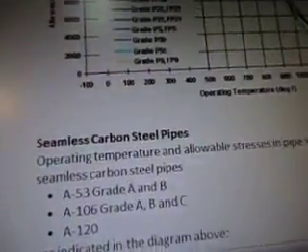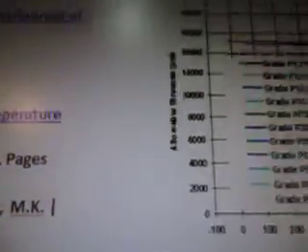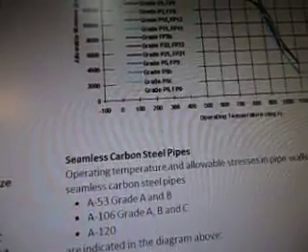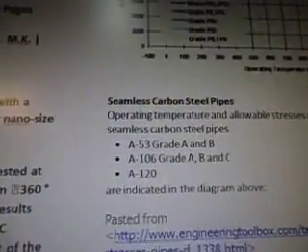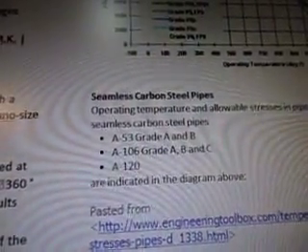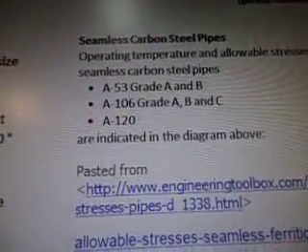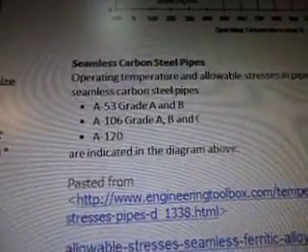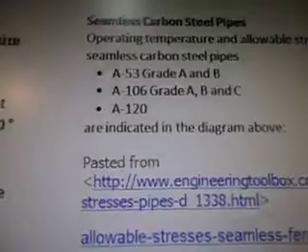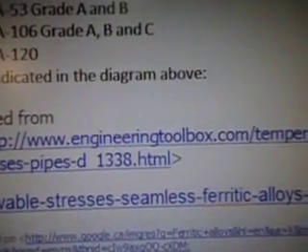And here's a graph of seamless carbon steel pipes. It says operating temperature, and it says allowable stresses. So that's something you're going to need. You need to have something that does heat stress. I found some new stuff for you for steels, theories and testing results for new steels that are very high in heat resistance. So stay tuned. This is a seamless carbon steel pipe. Operating temperature and allowable stress in pipe walls for seamless carbon steel pipes. There's the grades for it. Allowable stress in seamless ferritic alloy pipes. It's from engineeringtoolbox.com.